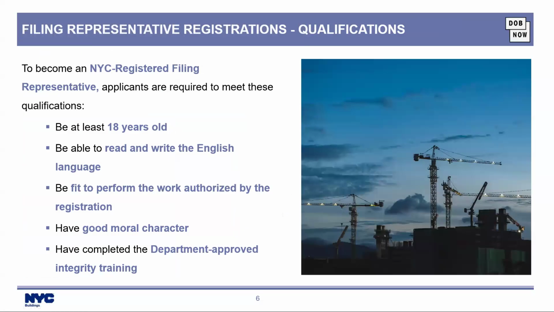So we talked about the qualifications. You must be at least 18 years old. You must be able to read and write the English language. You must be fit to perform the work authorized by the registration. You must have character, and you need to have completed the department-approved integrity training. Now, these are not new requirements. These are the requirements that you saw before, and they're still the requirements.